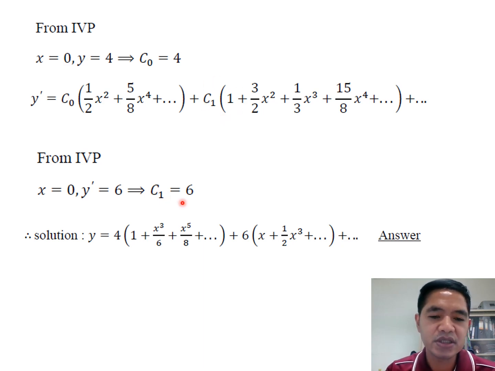So in the final solution, you plug in the values of c0 and c1, which are 4 and 6. So the final solution is y equal to 4 times this parenthesis plus 6 times this parenthesis, and so on. Here is the series solution of the second order equation that we solved. And in this method we used the ordinary point, which is easier compared to the singular one.